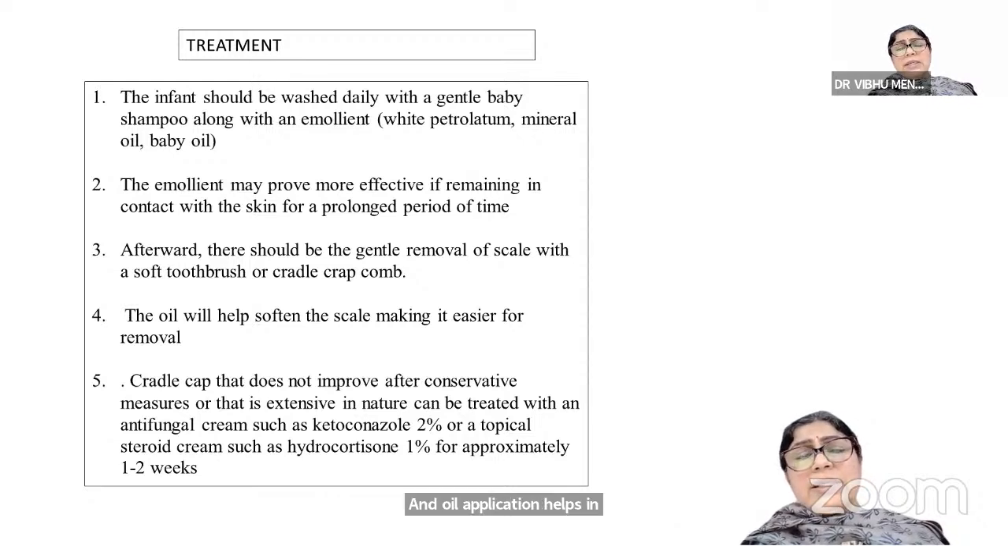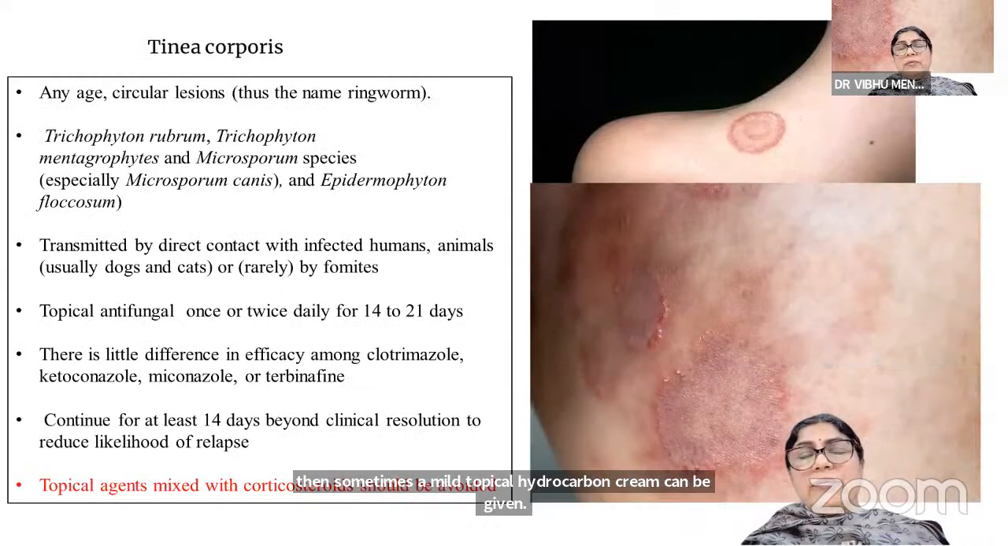But in case it does not improve after this conservative treatment, the next step is to give ketoconazole cream, because there is some role of Malassezia furfur in causing seborrheic dermatitis or cradle cap. And if there is a lot of redness and inflammation, then sometimes a mild topical hydrocortisone cream can be given. That depends upon the severity of the case.